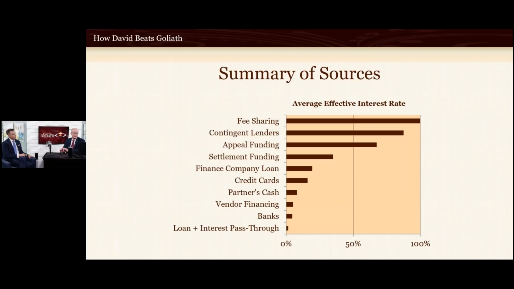So let's do a quick recap. Here's a summary of the sources by purely economic effective annual interest rate. You can see fee sharing at the top, all the way down through loan with the interest pass-through. Now, when you're capitalizing your law firm, you want to try to work your way toward the bottom of this list to the more effective, less expensive capital. If you find yourself using the products up near the top third of this list, you might want to get some help from a business advisor. Look at your business model, look at your expenses, and see why you are accessing capital that's so expensive.